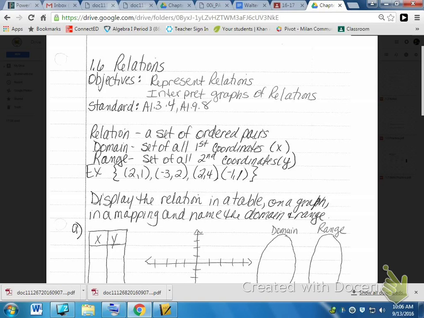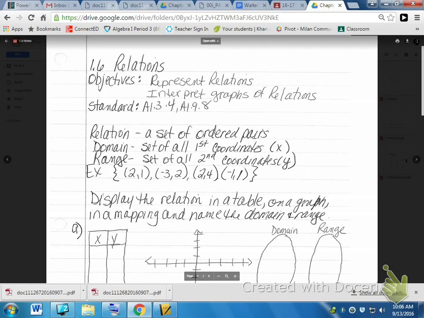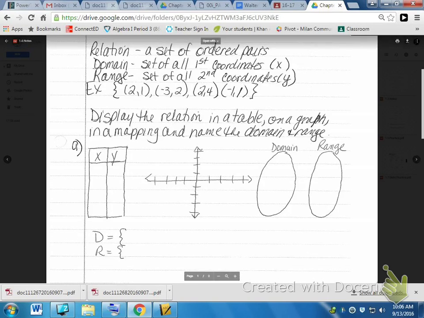So we're going to look at a relation. It's a set of ordered pairs. Notice it in set notation there. The four ordered pairs: (2, 1), (negative 3, 2), (2, 4), (negative 1, 1). We are going to take that relation and represent it all the ways that we can.